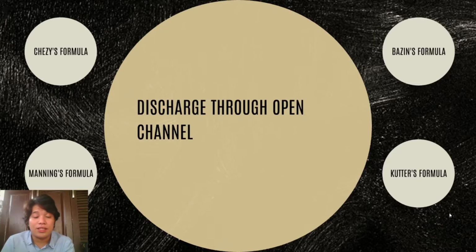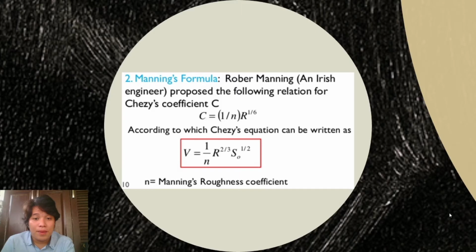So next is the Manning formula. Robert Manning, an Irish engineer, proposed the following relation for the Chezy coefficient C: C is equal to 1 over n times R raised to 1/6. According to this equation, we can derive another formula, V is equal to 1 over n times R to the 2/3 times S to the 1/2, where n stands for the Manning's roughness coefficient.